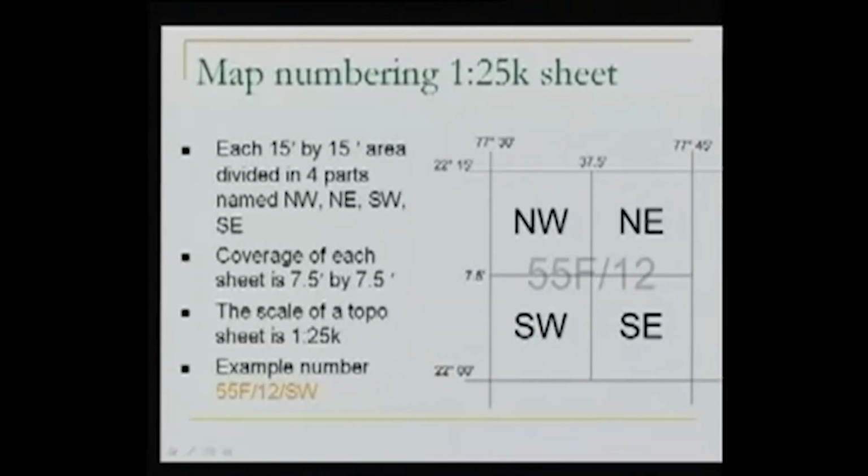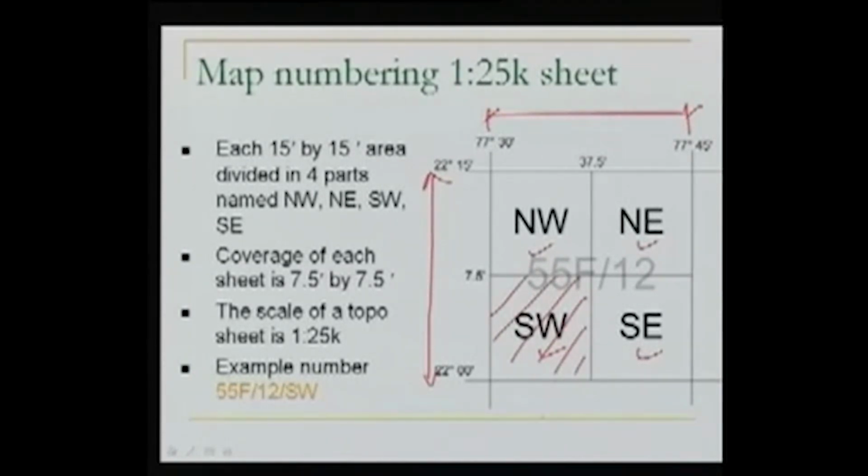What we do, this 15 minute by 15 minute, because this is 15 minutes and here also it is 15 minutes. We divide it in 4 parts and we give them names NW, NE, SW, SE. Again, depending where our area is, depending the latitude and longitude, if we find that our area should be within this area, we give the final number to our sheet as 55F by 12 by SW. So this is the final map sheet number.